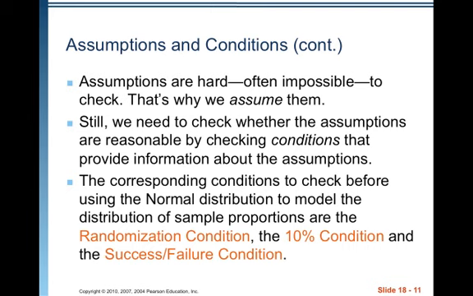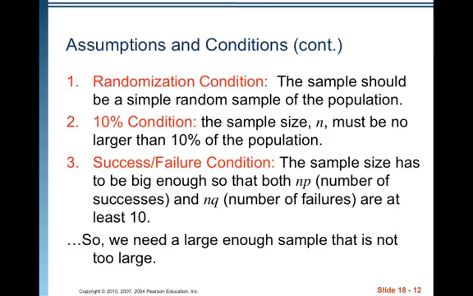The corresponding conditions to check before using the normal distribution to model the distribution of sample proportions are the randomization condition, the 10% condition, and the success-failure condition. For the randomization condition, the sample should be a simple random sample of the population, okay? Or at least it should be a sample where we can assume it acts like a simple random sample of the population. Number two, the 10% condition, the sample size n must be no larger than 10% of the population.